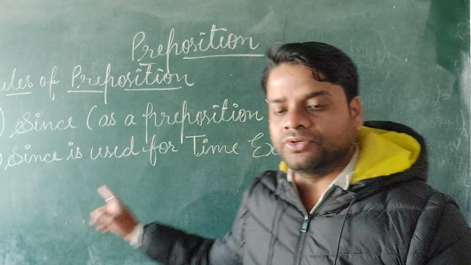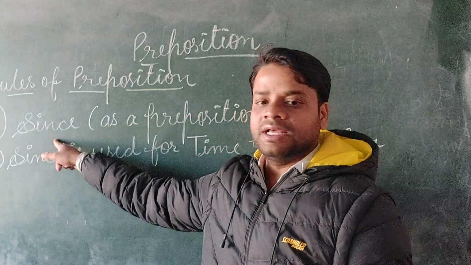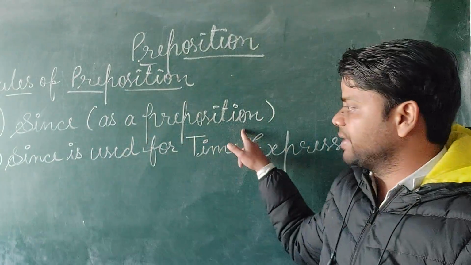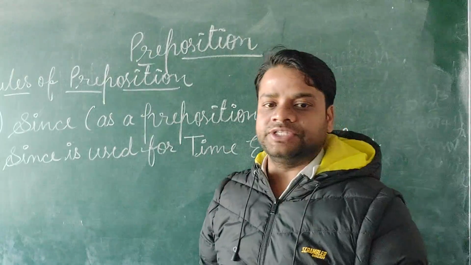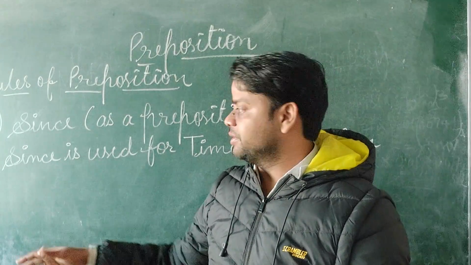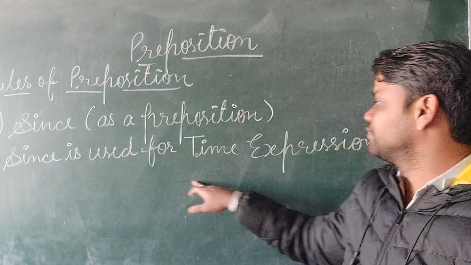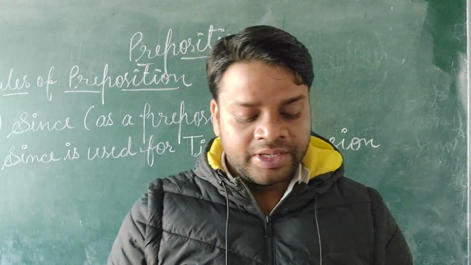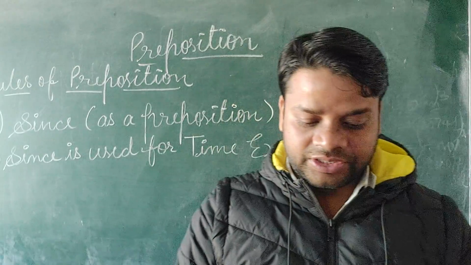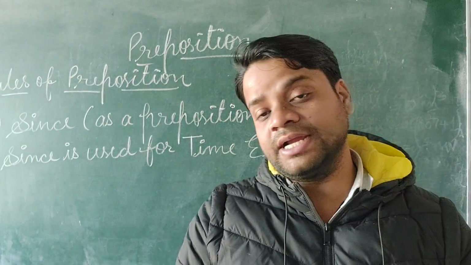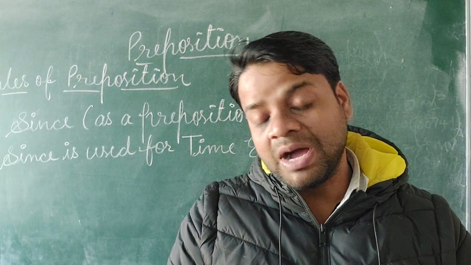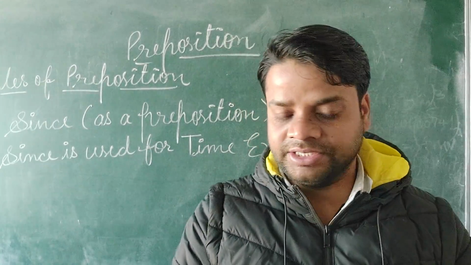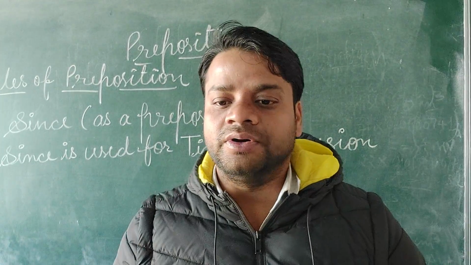The next rule is given here: since. Since is used as a preposition. How is since used as a preposition in a sentence? Since is used for time expression. Time expression means you can understand that time from the past to the present.